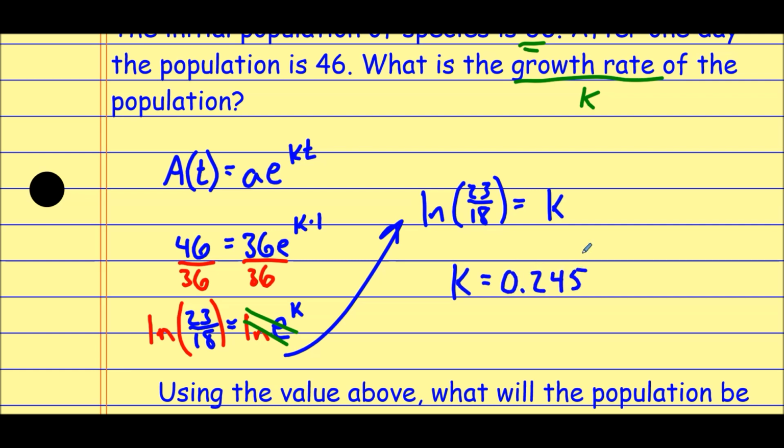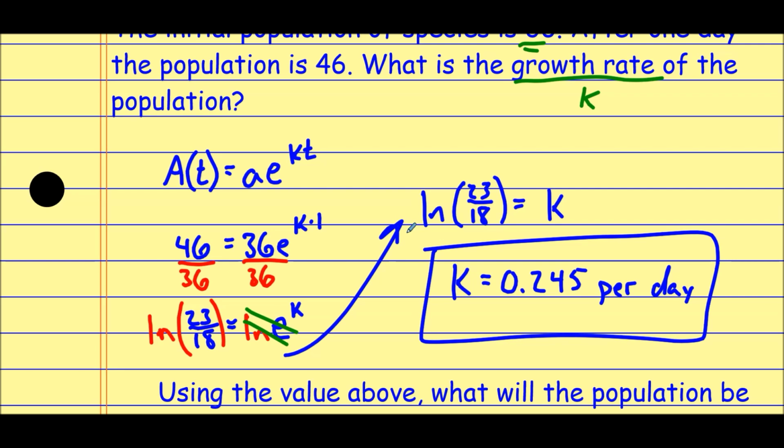And keep in mind that I should tack a unit onto this because it's always important to make sure units match. For this guy, because time was in days, that means this growth rate constant is per day. And that's important if we're going to use this for anything else, which we are about to in the next example. So the next example, same kind of setup.